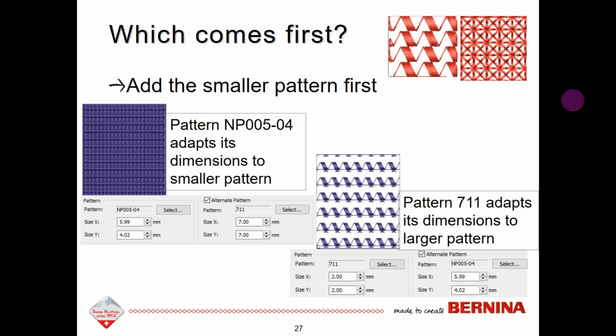As a tip for you, you always want to add the smaller pattern first. So for example, these two patterns made these two designs. And the smaller pattern was added here first, and then the larger pattern was brought in. What you need to know with the alternating patterns is that the second pattern always adapts to the first one. So if you add the smaller pattern first, you're going to have more success.